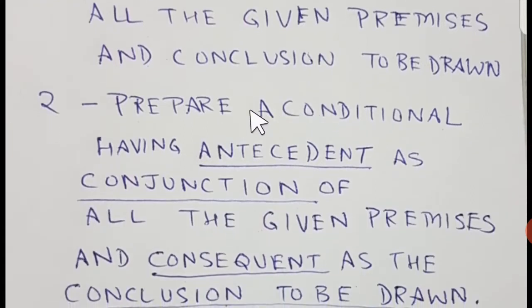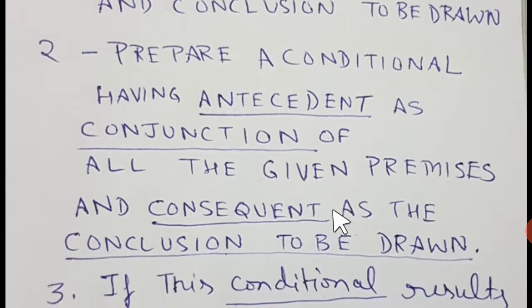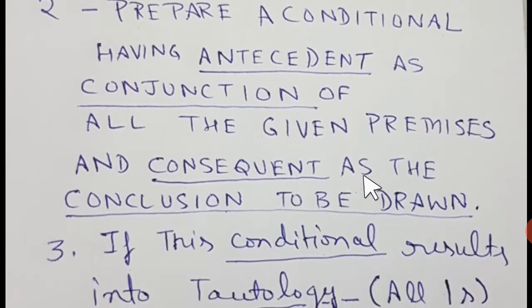Second is prepare a conditional having antecedent as the conjunction. Remember, antecedent as the conjunction of all the given premises. We have to prepare the conditional having conjunction of all the given premises and consequent as the conclusion to be drawn. So conclusion to be drawn will appear as a consequent and the premises which are given to draw the conclusion, their conjunction is there. So that will be antecedent.